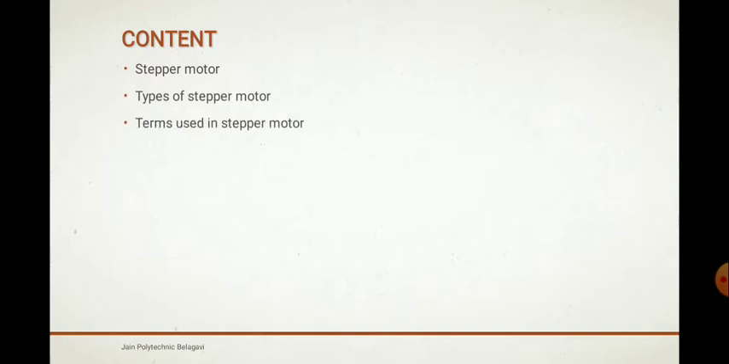Next, the terms used in the stepper motor. So what are the terms that are used in stepper motors? There are the angle accuracy, the transmission error, the backlash, the counterclockwise and the clockwise, the gravitational operation, the misstep, the initial load, then the resonance.